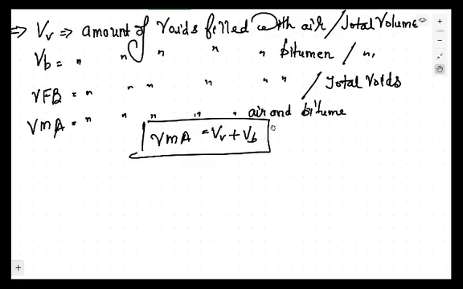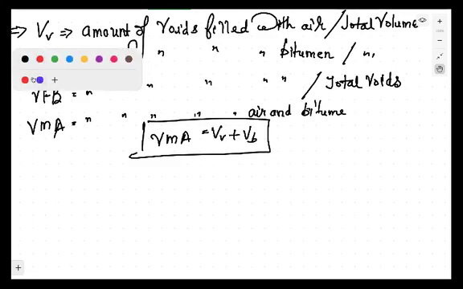VB is the amount of voids filled with bitumen with respect to total volume. VFB is the total voids filled with bitumen with respect to the total number of voids only. And VMA is the total number of voids which is filled with air and bitumen. These are the terms which are present here in this particular Marshall stability test.